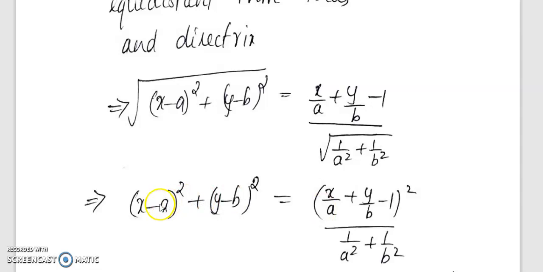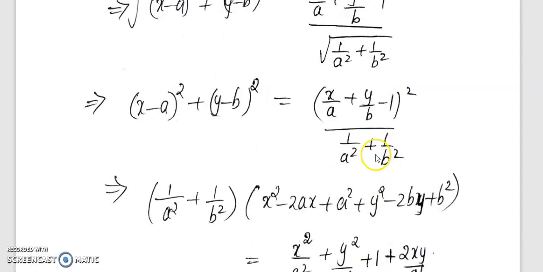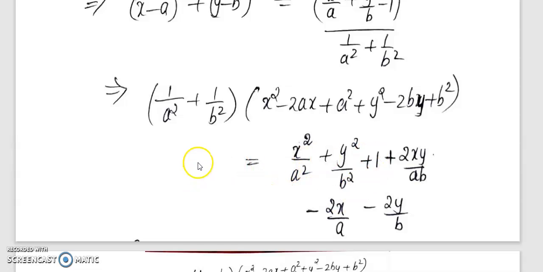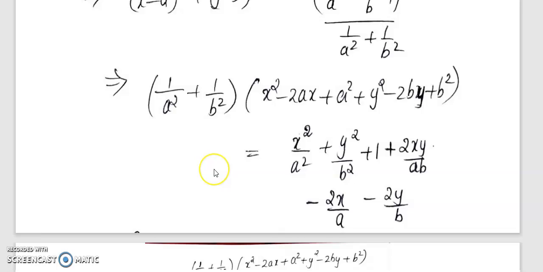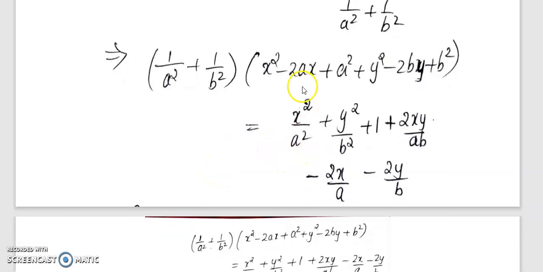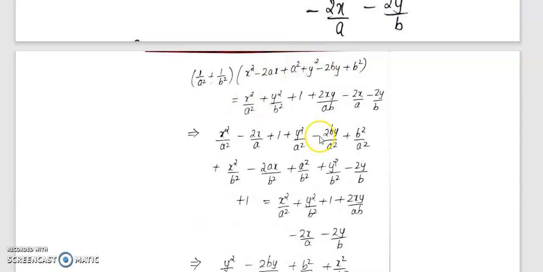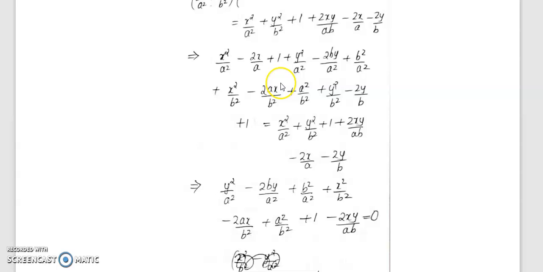Now squaring on both sides, you will get (x minus a) whole square plus (y minus b) whole square equal to (x by a plus y by b minus 1) whole square by (1 by a square plus 1 by b square). Multiply 1 by a square plus 1 by b square on both sides. So that will give us this equation. When we simplify, these terms will cancel out. x square by a square, y square by b square, 1 cancel out, and 2x by a, 2y by b cancel out. Simplify. So remaining, take the product and cancel the common terms. So this is what you will get at the end.